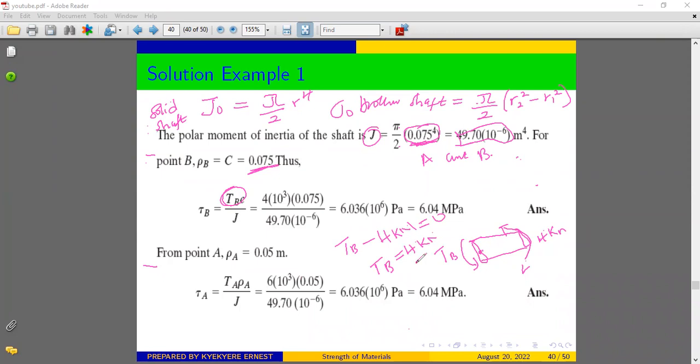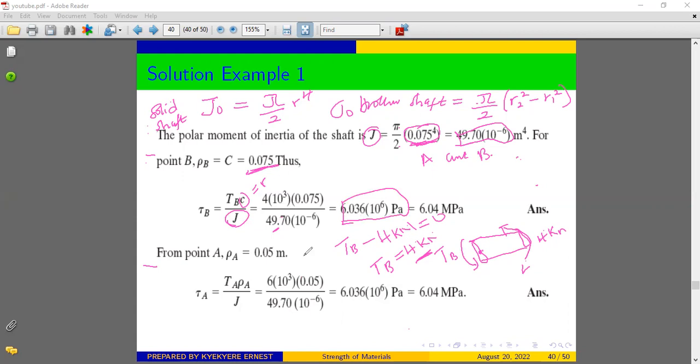So once you have gotten the torque and you have gotten our polar moment, then the C is the distance along the radius. So at point B, we are told that the distance where we should determine the shear stress is 75 millimeters, which is 0.075 meters. So we just put that as C. So C is equal to R in this case. So our formula is going to be 0.075 times the torque over what we have calculated for, which is our polar moment. And from there, we'll get the shear stress in portion B.